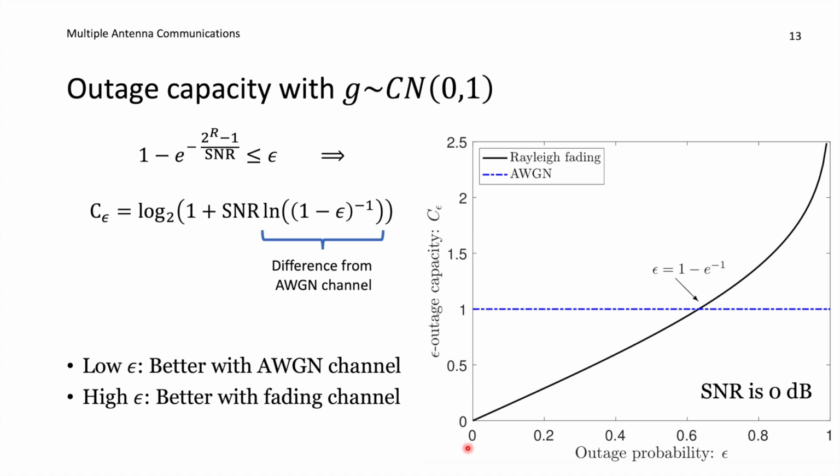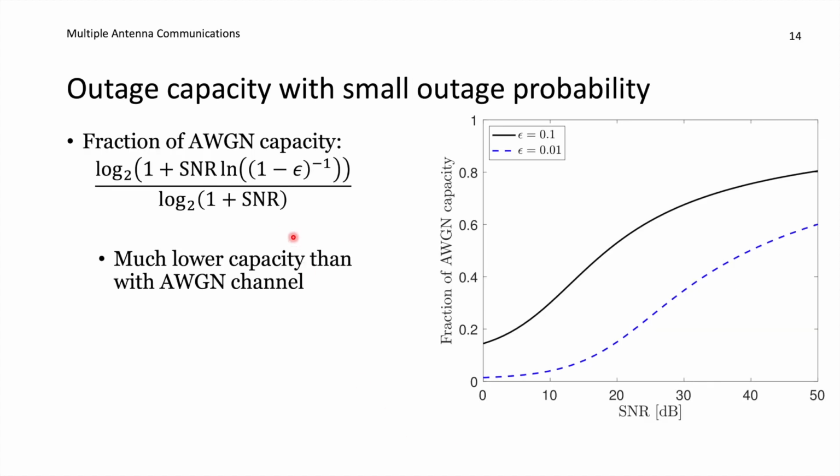If we zoom in on this case here and consider the fraction of the additive white Gaussian noise channel capacity that we can get, then we take the epsilon capacity here, divide with the additive white Gaussian noise channel capacity, and we are plotting that number here for a varying SNR, and we are changing the epsilon value here. If epsilon is 0.1, so we can accept a 10% outage probability, then we get this curve here, and we see that when the SNR is low, we have a lot of problems. We only get less than 20% of the additive white Gaussian noise channel capacity. If we are increasing the SNR, we are getting a larger fraction of it, but still only say 80% of it.